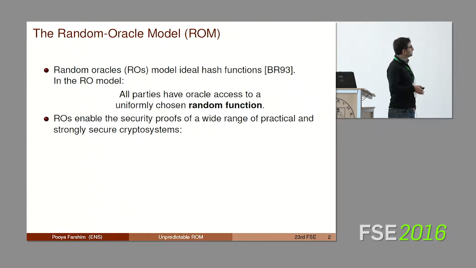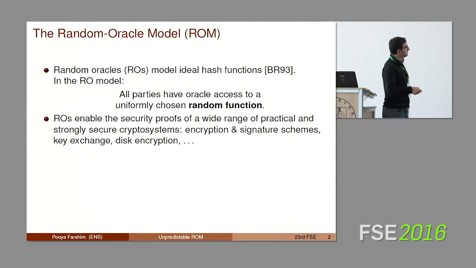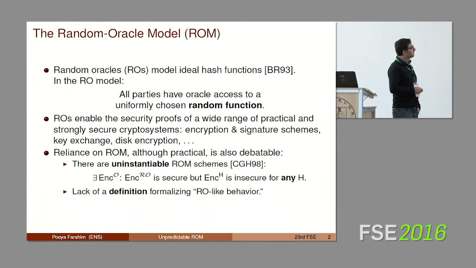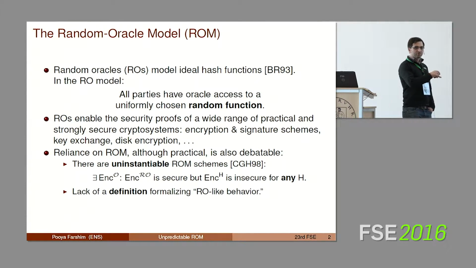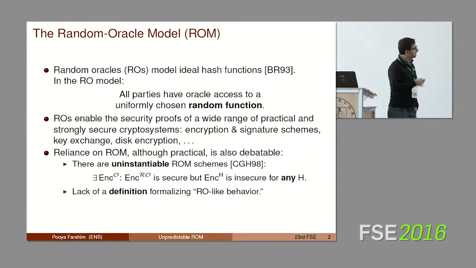And I'm sure you know that random oracles enable security proofs of many cryptographic protocols out there, such as encryption and signatures, key exchange protocols, and disk encryption, where you need key-dependent message security, for example, et cetera, et cetera. But even though they are very useful, reliance on them has become a little debatable since the 90s.